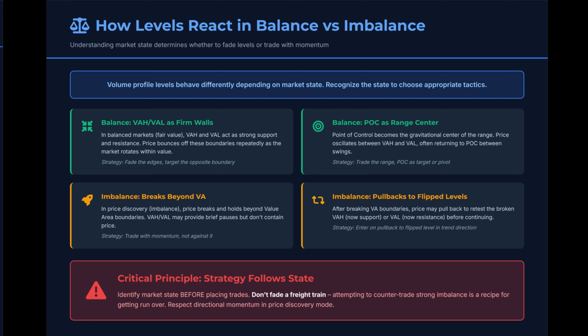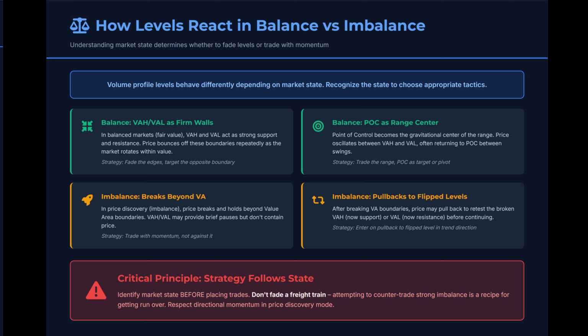The level isn't acting as a wall anymore. It's acting as a speed bump. Your tactical approach during imbalance is to trade with momentum, not against it. You're not fading the edges. That's financial suicide. Instead, you're following the directional bias. You wait for pullbacks to broken levels and use those as continuation entry opportunities.